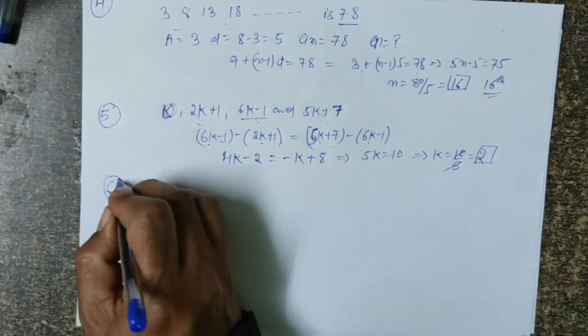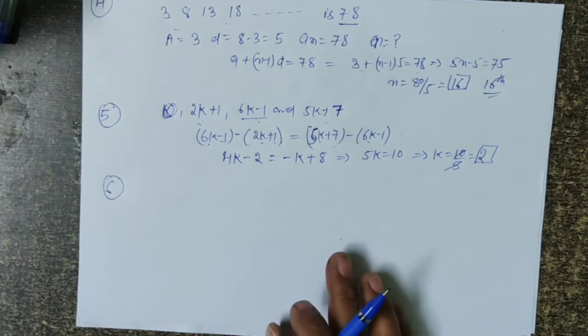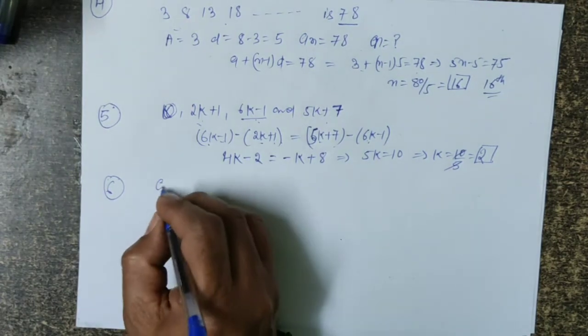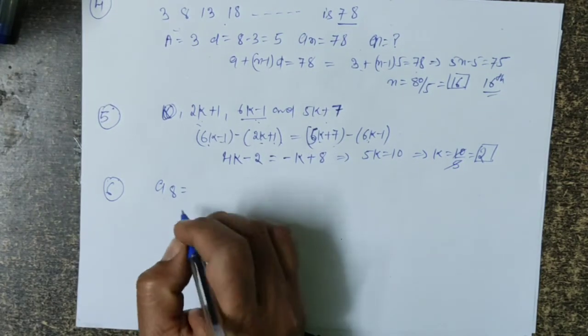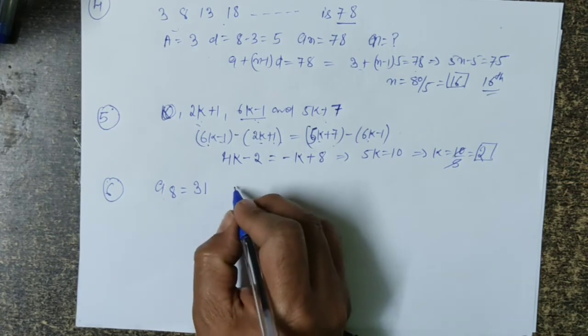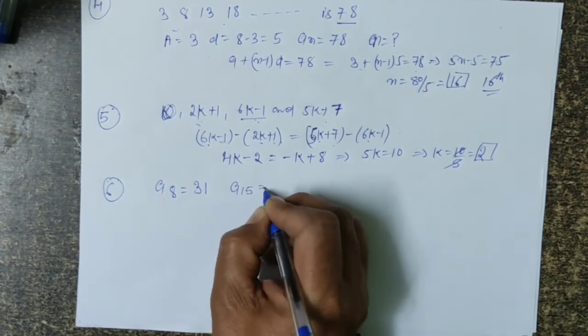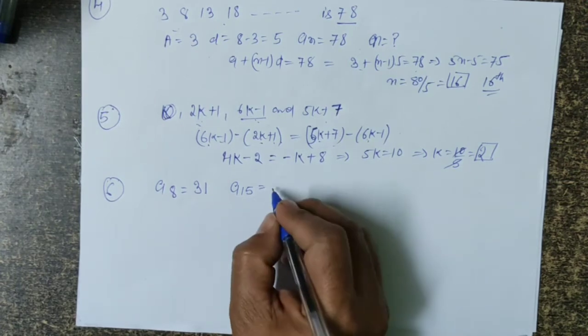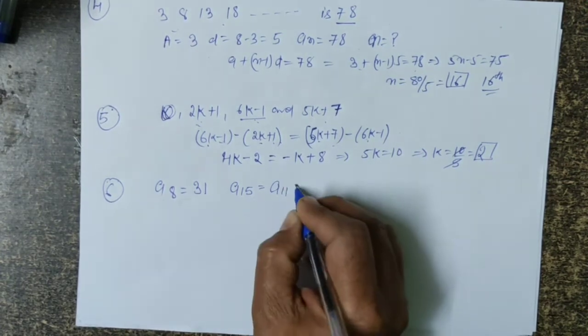Go for the sixth question. The 8th term of an AP. What is the 8th term? It is A8. It is 31. The 15th term is 16 more than the 11th term. This is the question.